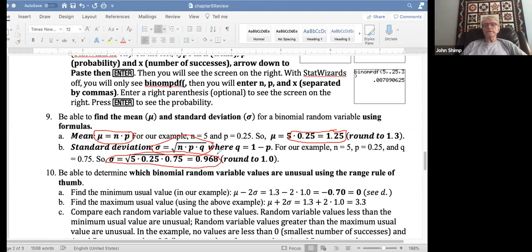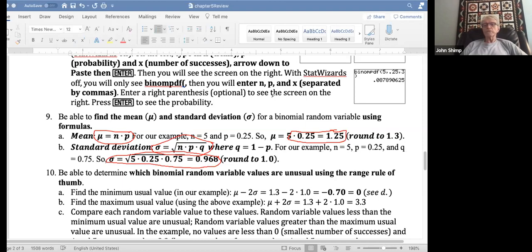Okay, you'll need to remember those formulas, or at least know how to access them quickly when you're working on homework, a quiz, or when you take the test. All right. Now, back to the range rule of thumb.